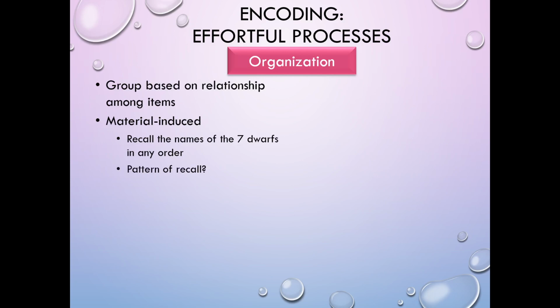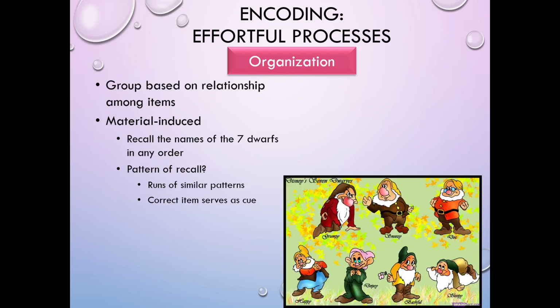which is really funny because what'll happen is we'll see different kinds of patterns of recall that will emerge as we're trying to recall the names. Maybe we get stuck in a loop of similar patterns. So maybe happy, sleepy, dopey, things in an E sound, maybe. Maybe once we've correctly remembered one of the dwarfs' names, it helps us to remember another one because remembering that there was a happy might remind us that there was a grumpy, something like that.